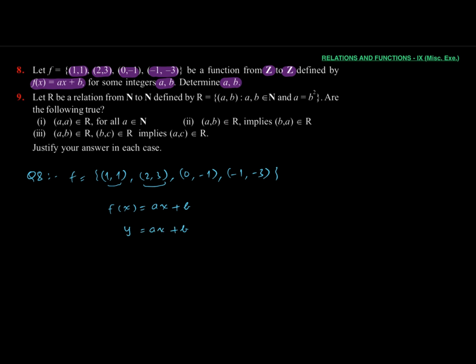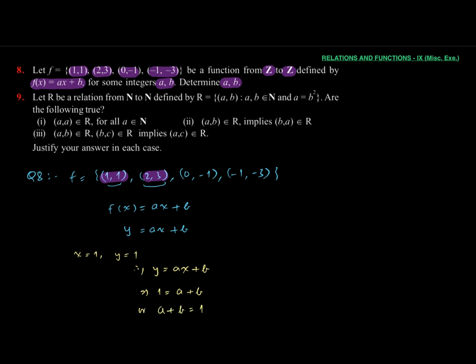Now let us consider these two elements, the first one and the second one. In the first element we are having the value of x equal to 1 and the value of y equal to 1. Therefore y is equal to ax plus b, that implies 1 is equal to a plus b, or we can say a plus b is equal to 1.